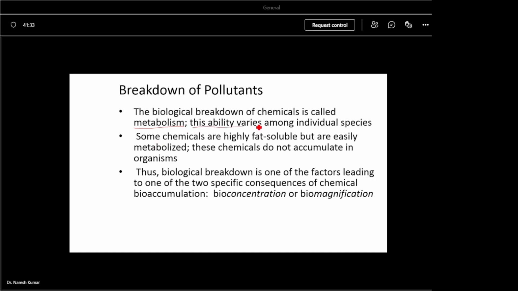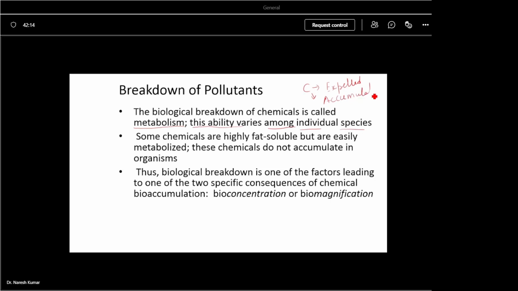And this ability to metabolize varies among individuals and species. For example, there are some chemicals which are highly soluble in fat but are easily metabolized. So these chemicals do not accumulate. Now, suppose we are consuming a lot of carbohydrates and we're taking a lot of carbs. Now, what if our body is not able to digest it? What will happen to it? If it is not digested, that means it will not be expelled from the body. So that means it will get accumulated.